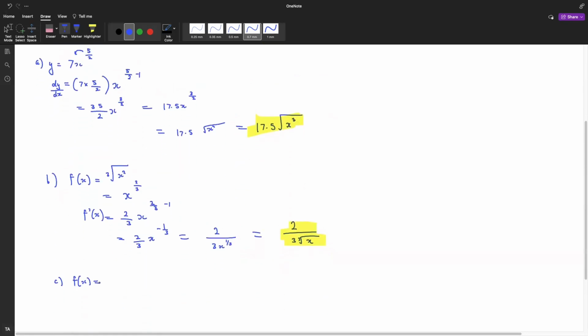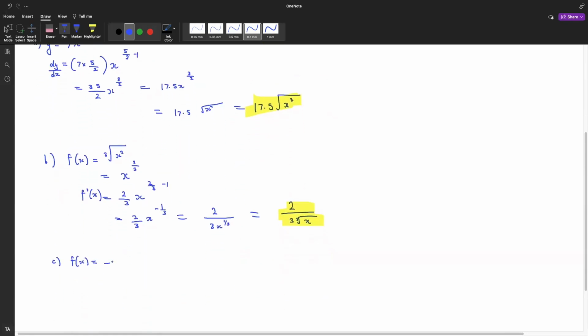Negative 10x to the power negative 0.7. So again, we're going to follow that same rule that I've written above. So f dash of x is equal to negative 10, and we're going to bring the power down, so times negative 0.7. And then we're going to subtract the power by 1. So negative 0.7 minus 1.